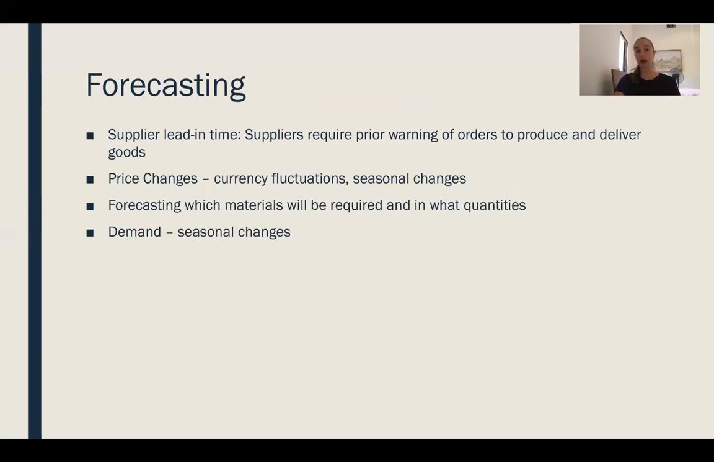So when businesses are forecasting and determining how much demand there's likely to be for their product, there's a few things that they have to consider. The first one is supplier lead-in time. So if you're purchasing products for January, it might take a supplier 3 months to manufacture and ship the products to Australia. That means you would need to start ordering your product in, say, September, October to ensure that they're on hand for January.